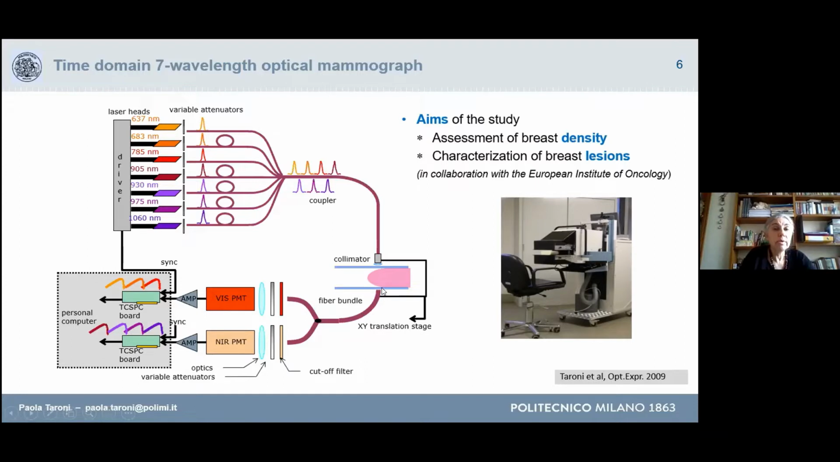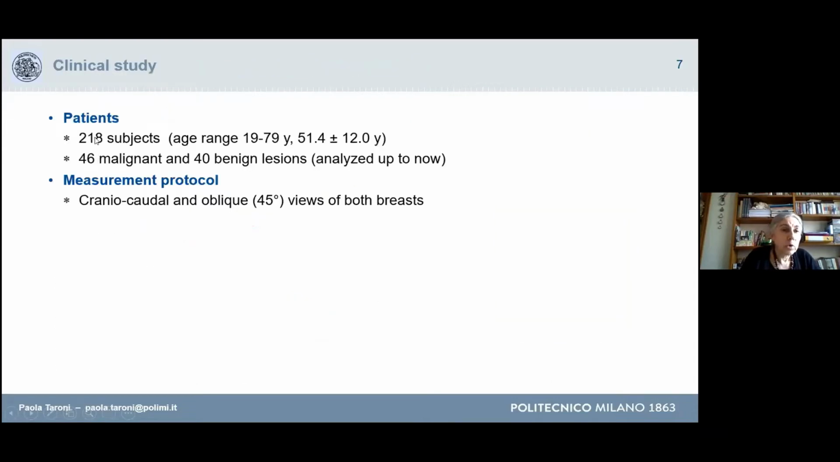The collection bundle collects the transmitted pulses, and it has a bifurcated distal end that sends the transmitted pulses to 2 separate detection paths for wavelengths respectively shorter and longer than 800 nanometers. And then 2 PC boards for time-correlated single photon counting allow us to collect the time distribution at the different wavelengths. We collected data from more than 200 subjects and analyzed data on 86 lesions.